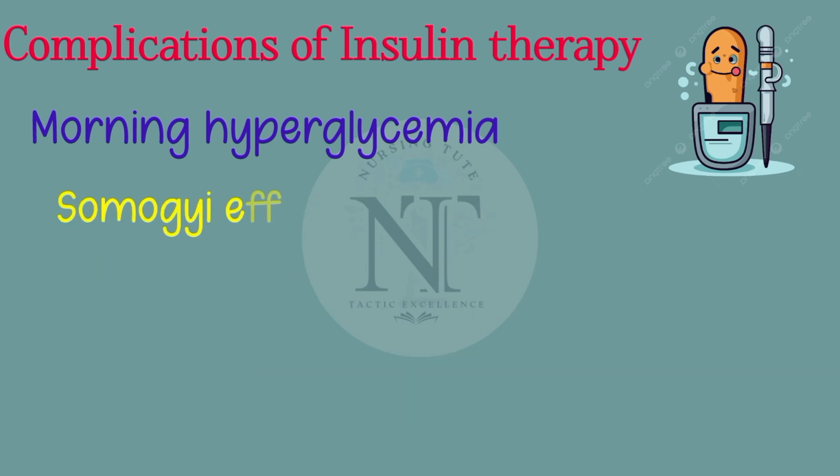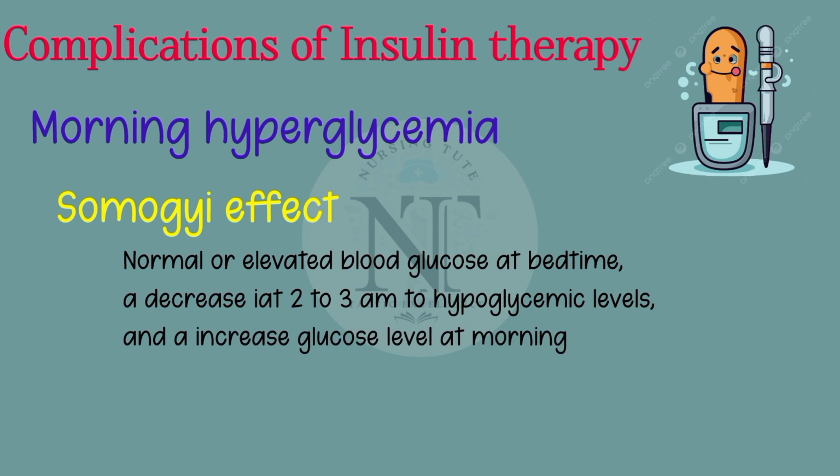And Somogyi effect. A normal or elevated blood glucose level at bedtime and a decrease at 2 to 3 a.m., and the patient may be at hypoglycemic levels at that time, with a subsequent rise in the blood glucose levels by counter regulatory hormones in the morning.